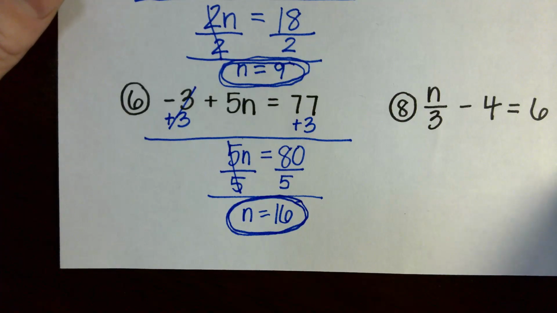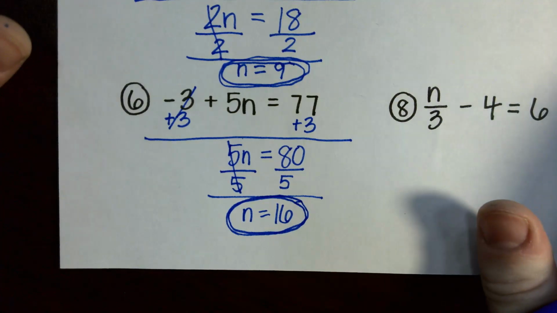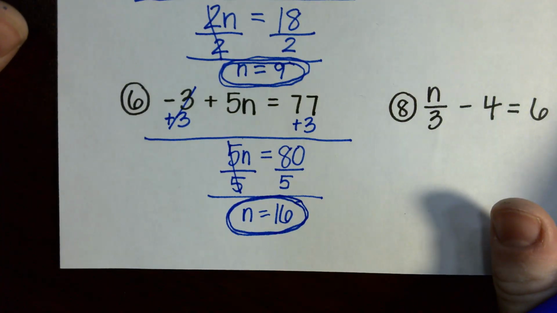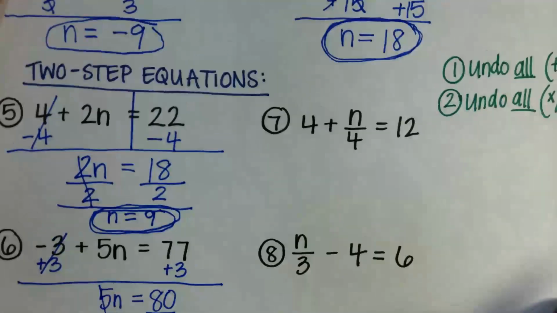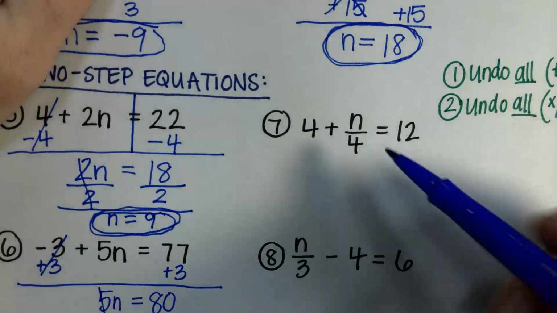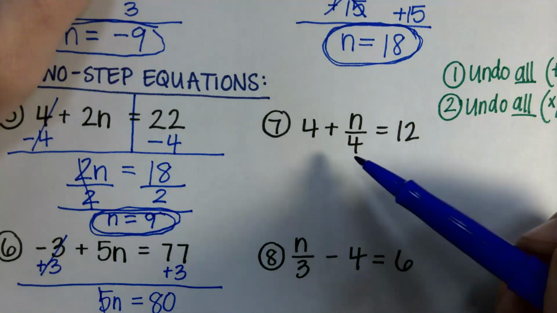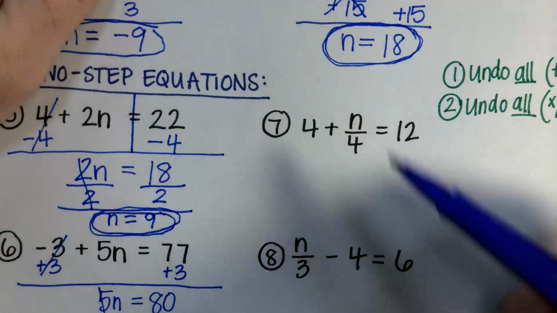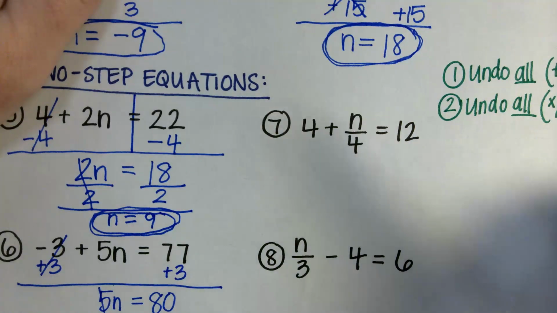And if I'm going too fast, tell me. I'm happy to slow down. Is everybody okay? Good. Okay, are we ready for 7? All right. Number 7, we have 4 plus n over 4 equals 12.